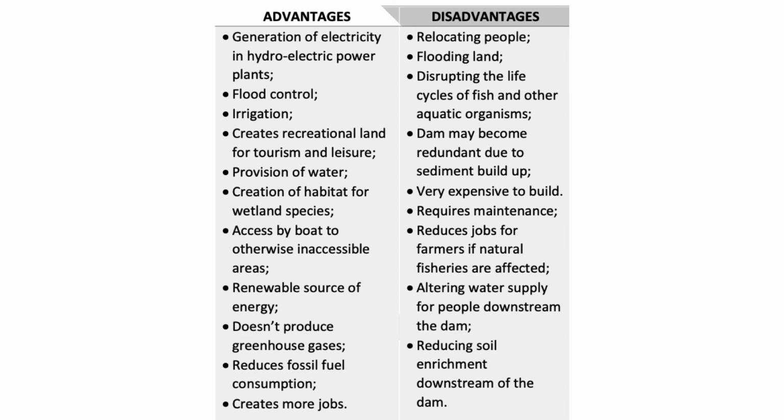And one more thing is altered water supply. For people downstream, because we already blocked the water, people downstream will not have access to the water, and it reduces the soil enrichment downstream because silting happened behind the dam. Okay, that is the topic that you have to remember. You have to remember the advantages of the dam, the disadvantages of the dam, and how to choose a site in order to build a dam. So these are the three major things that you have to remember.